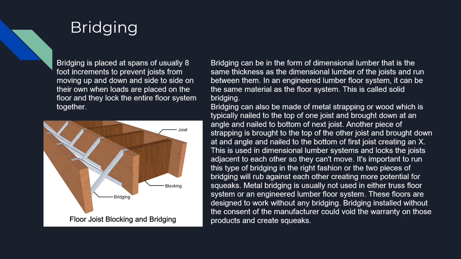Bridging can also be made of metal strapping or wood, which is typically nailed to the top of one joist and brought down at an angle and nailed to the bottom of the next joist. Another piece of strapping is brought to the top of the other joist and brought down at an angle and nailed to the bottom of the first joist, creating an X. This is used in dimensional lumber systems and locks the joists adjacent to each other so they can't move. It's important to run this type of bridging in the right fashion, or the two pieces of bridging will rub against each other, creating more potential for squeaks.